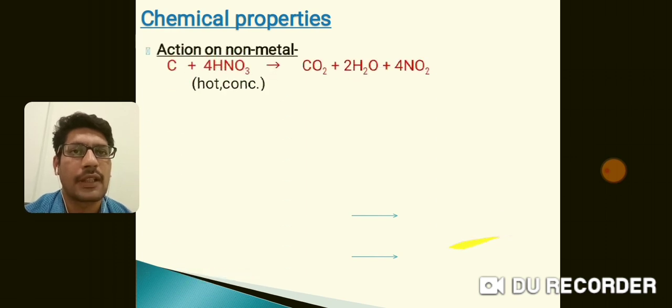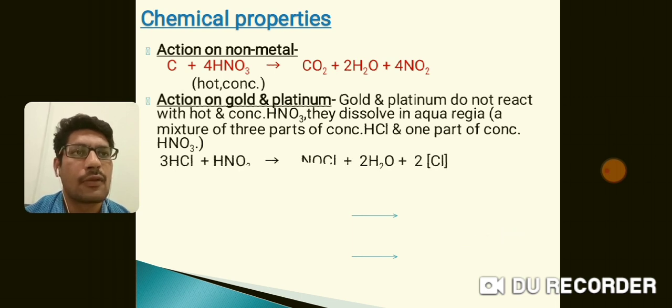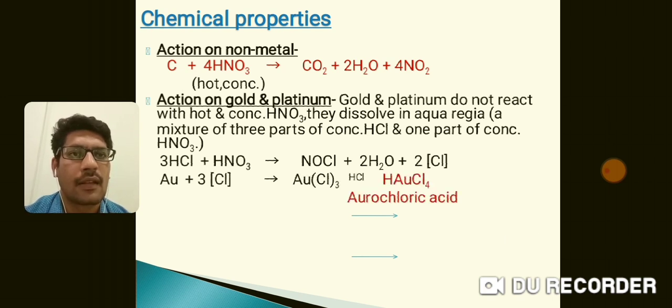Now chemical properties. With a non-metal like carbon, nitric acid gives carbon dioxide and NO2 with the loss of water. Action on gold and platinum: gold and platinum do not react with hot and concentrated HNO3. They dissolve in aqua regia, that is a mixture of 3 parts of concentrated HCl and 1 part of concentrated HNO3. This is how chloroauric acid is formed from gold.